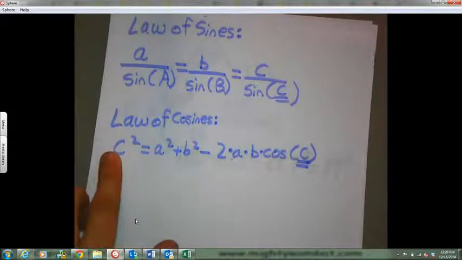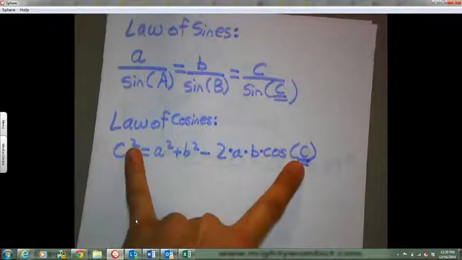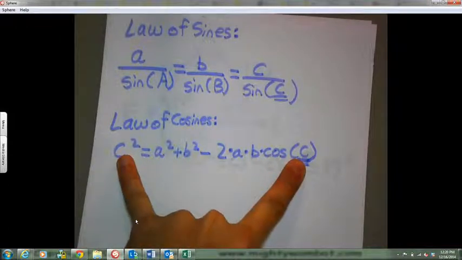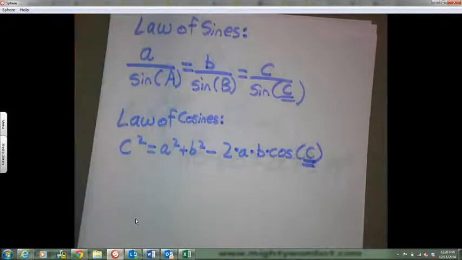There are 1, 2, 3, 4 variables. We only know 2 of them, 1, 2. Because there are 2 that we don't know, we cannot use this equation. We must therefore use law of sines. How do we use law of sines?